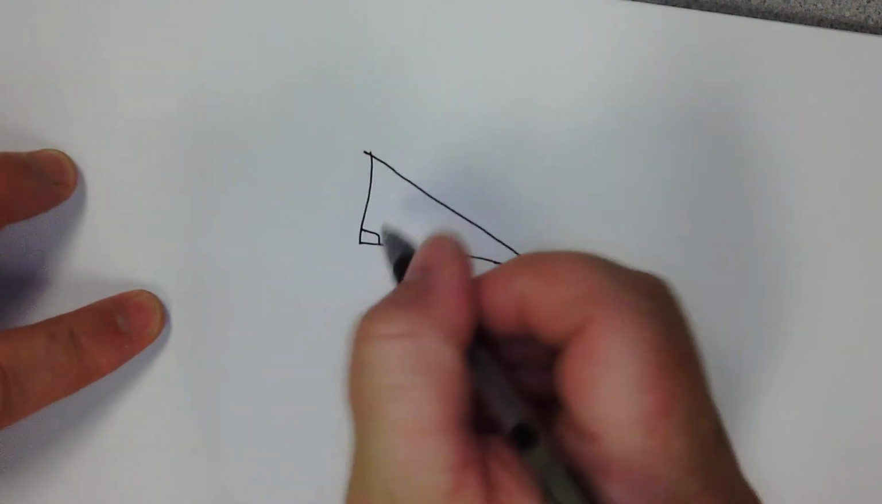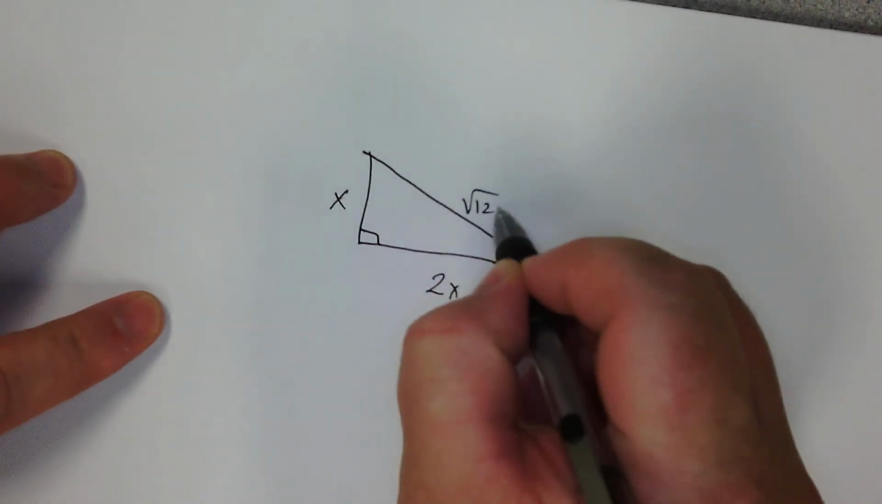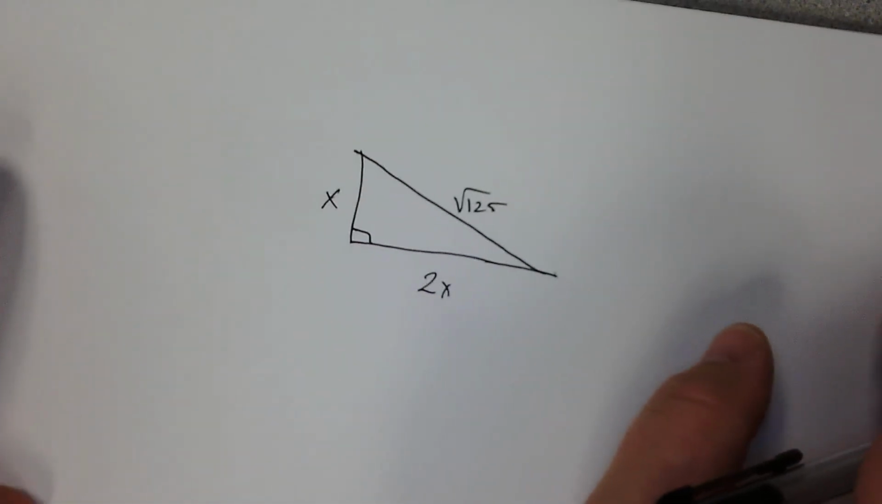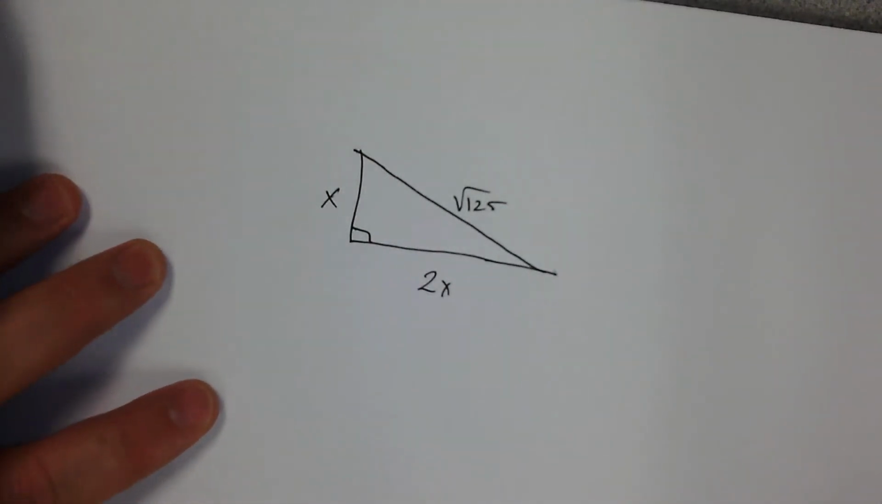Last one. So we've got this thing right here, right? That's a good old-fashioned right triangle. That's an x. This is a dos equis. This is a square root of 125. And the instructions say what do they say to do? Find the value of x. So we need to find the value of x.